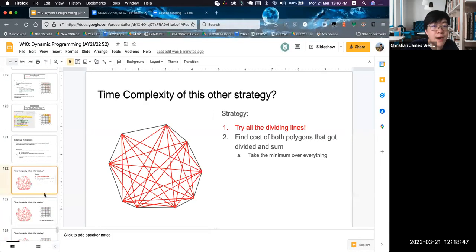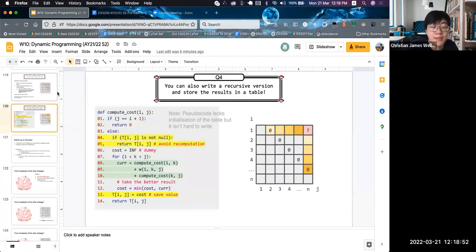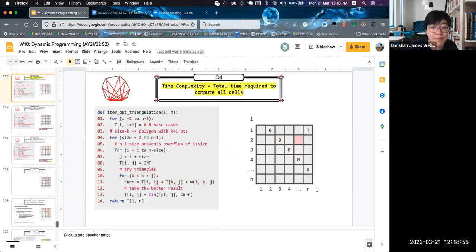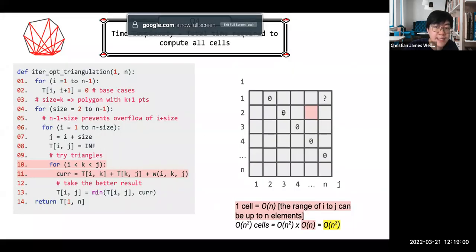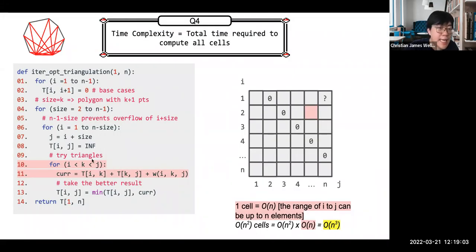If you think about it, recall the running time of the better working algorithm is O(n) cubed. Why? Because one particular cell takes O(n) to compute the value, and then there are O(n) squared cells that you care about, because you fix what's on the left, there are n possibilities, and what's on the right, there are n possibilities. For Tij, there are n by n possibilities, so it's O(n) squared.